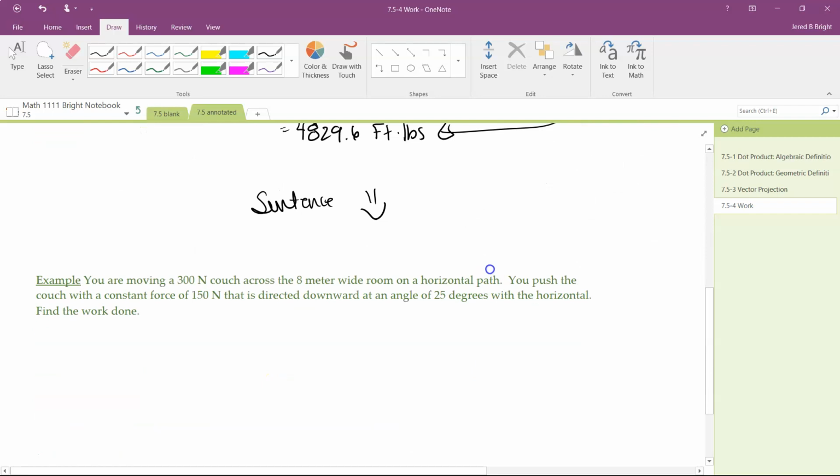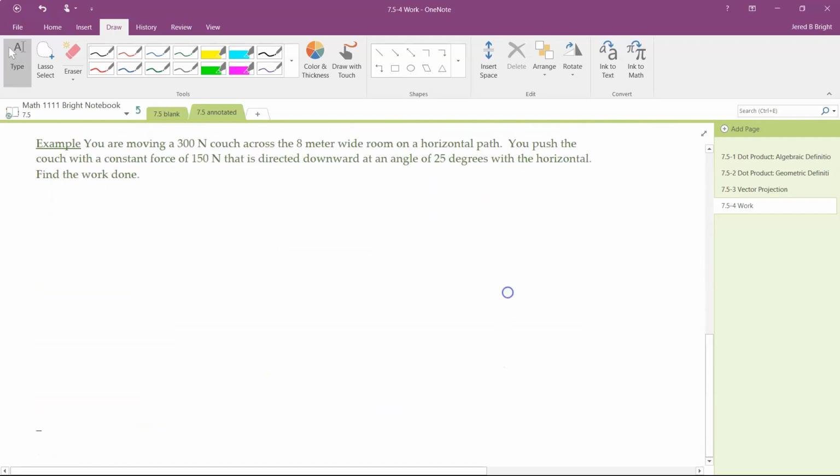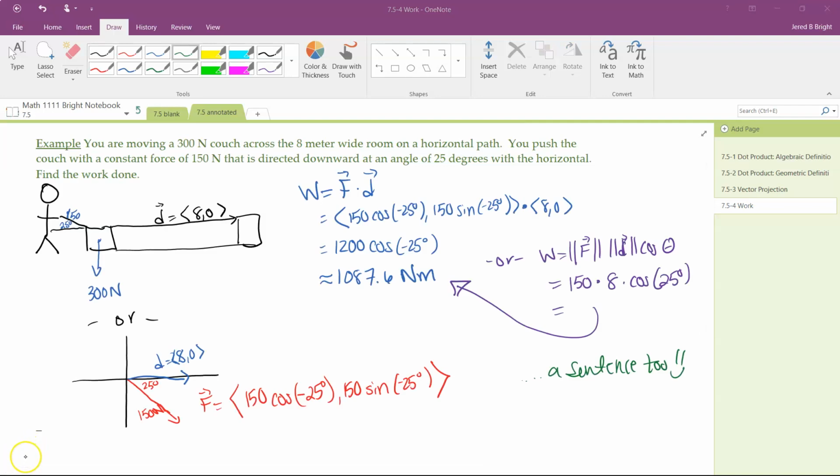Now, for this other one, I want you to pause the video and try it out. When you're ready, resume the video to view the solution. And so here's the solution that I have. Nice little picture to begin with. The 300 actually ends up being completely irrelevant in the problem. So you're welcome.